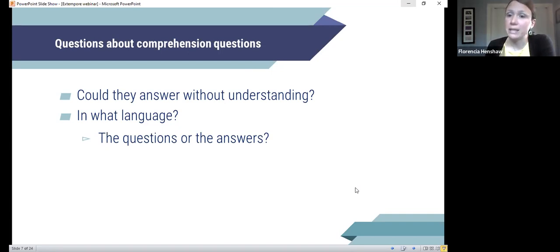Now, I think that there is value for comprehension questions in the target language as well, if the purpose is to give them that extra input, right? When you're asking something in the target language and the learners have to understand it so they can give you an answer, that question itself is input.